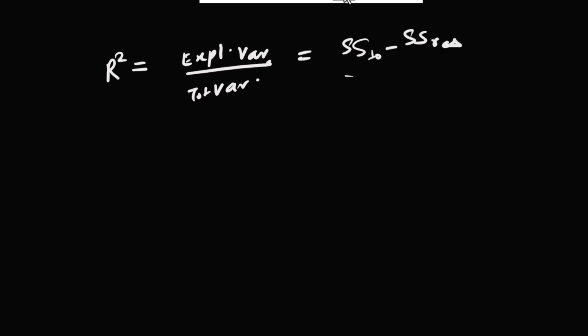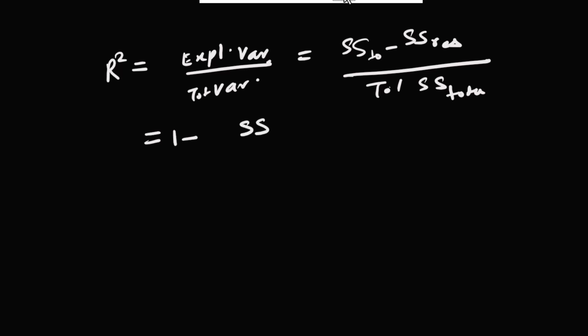Let's see how we are arriving at this formula. We know from our previous tutorial that R squared is given by explained variation upon total variation, which we derived as total variation minus unexplained variation, which was the sum of residual squares, divided by total variation. We can write this as 1 minus SSRES, the sum of squared residuals.